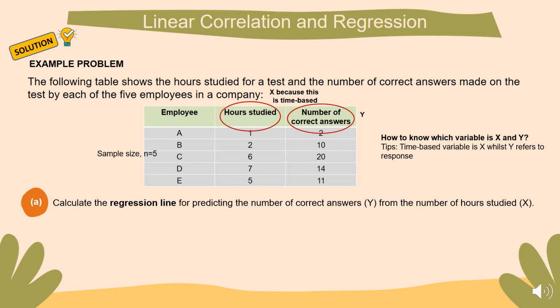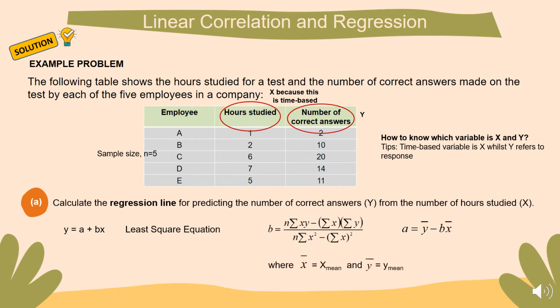The first question asks us to calculate the regression line for predicting the number of correct answers. Recall in the previous lesson, we discussed the least square method for linear regression. This is the basic form of the equation. We have to solve the A and B values in order to complete the equation. This is the formula of A and B. The x bar represents the mean of x and y bar represents the mean of y. We're going to have a look at the solution for these A and B in the later slide.